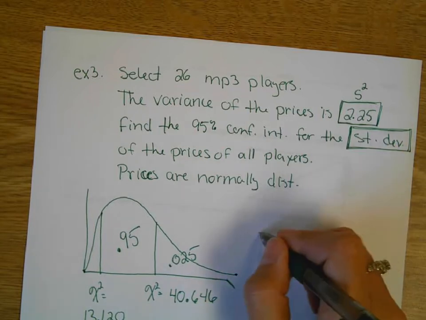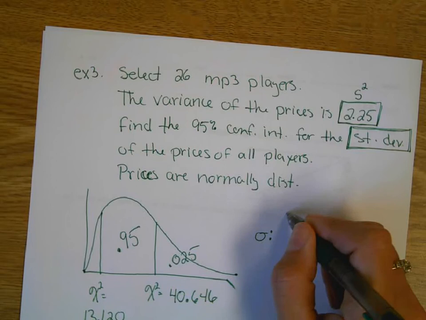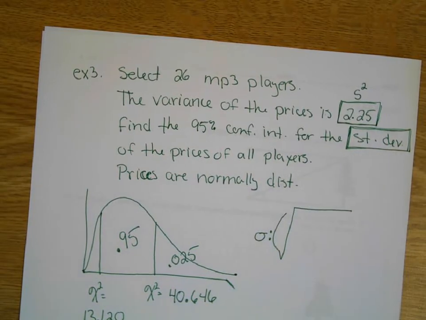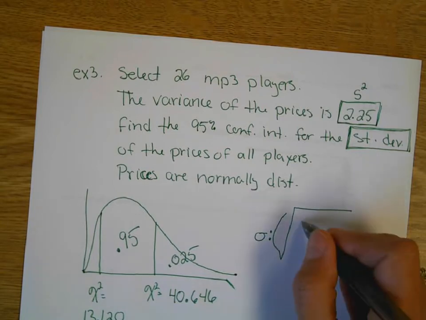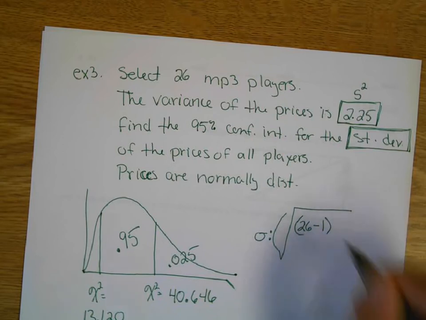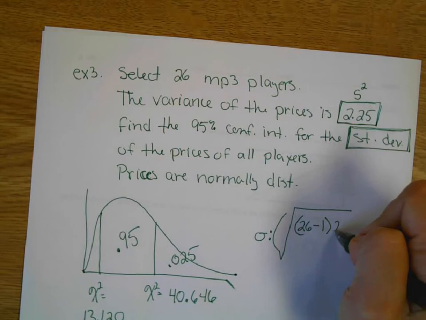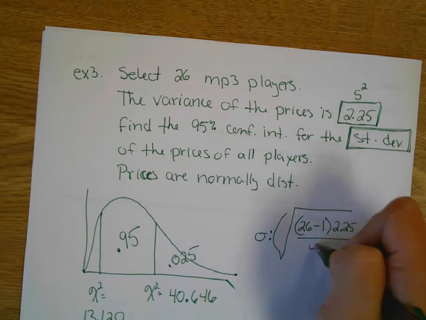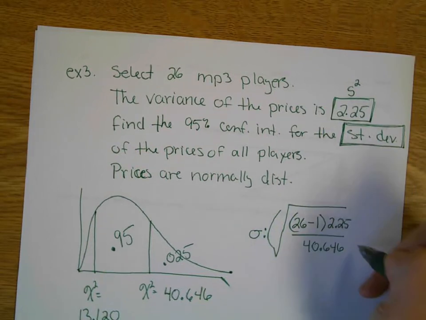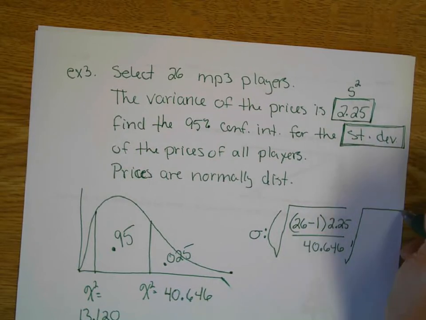So we're doing the standard deviation interval, which requires our big square root, and then the formula. It's 26 minus 1. Just 2.25 without the square this time, over the 40.646. You don't square it because 2.25 is the variance.